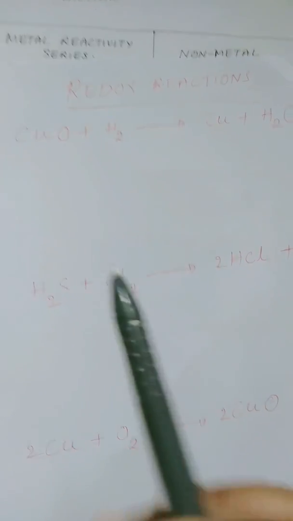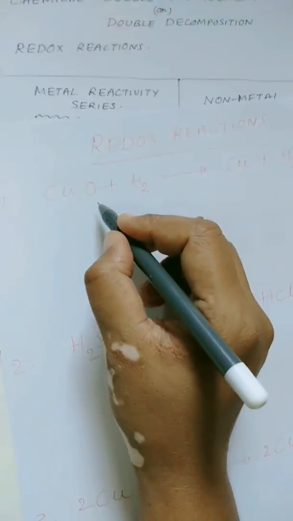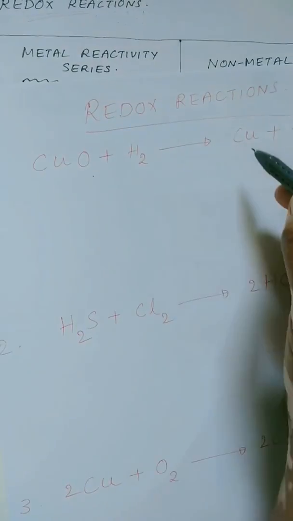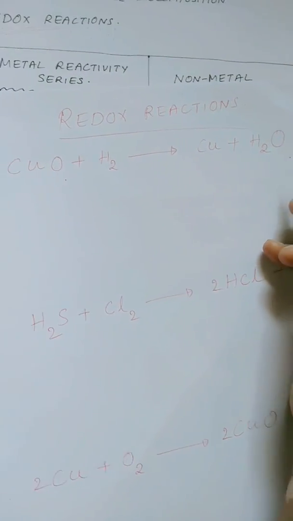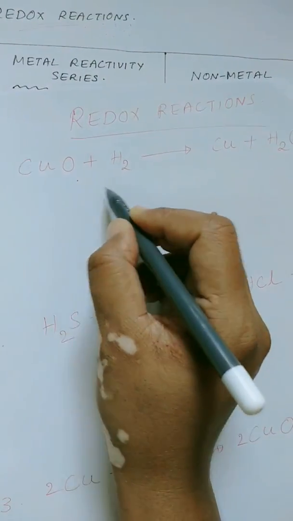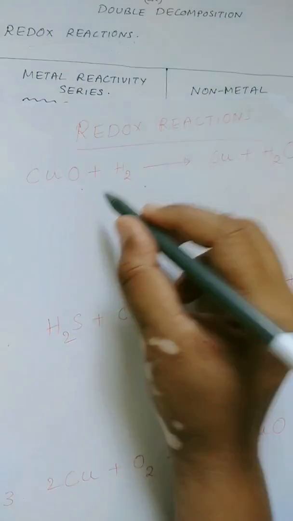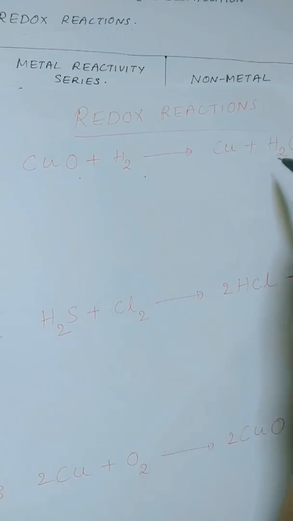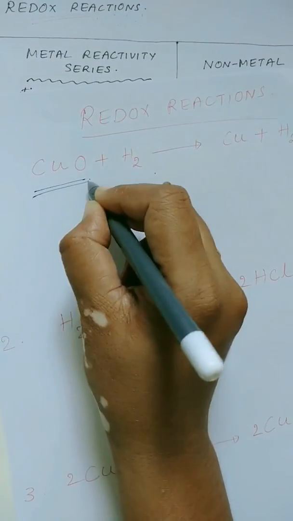Now let us consider these examples with respect to our table. First we have here copper oxide and hydrogen react to form copper and water. So you need to always consider the reactant side and not the product side, because it is the reactants which are either gaining or losing different things and forming the products. Now let us see what is happening to the copper oxide.